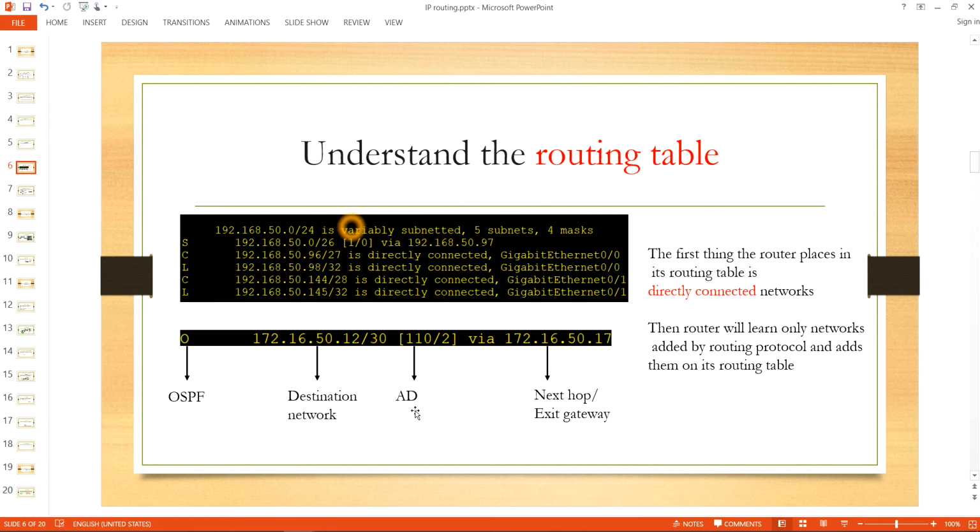These two numbers in the brackets are 110 slash 2. 110 means administrative distance. We are going to see it in a moment. And the next one, 2, is the metric, which is a number calculated which indicates the best path within one routing protocol. So in OSPF, if we have OSPF all over our network, the metric will determine the best path, and it is calculated using some formulas. We are not going to see that. We are going to see a little bit about the administrative distance next.